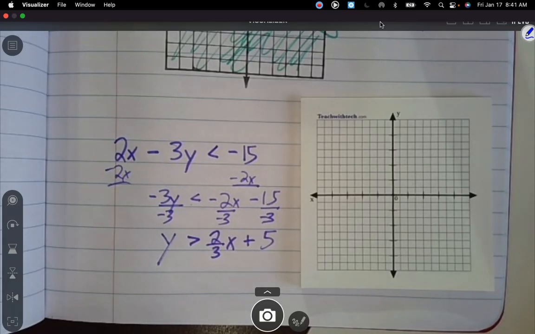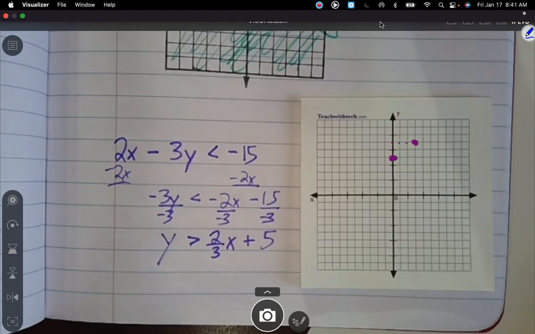I'm going to go up to 5. 1, 2, 3, 4, 5. From there, I go up 2 and over 3. And then is this a dotted or a solid line? On mine it's up 2 over 3, but this is not yours. It's not the same as yours. Your problem is a little bit different on your paper. Like you have different numbers. I'm just doing one like it.